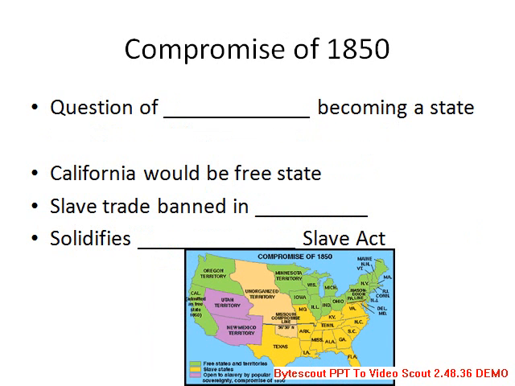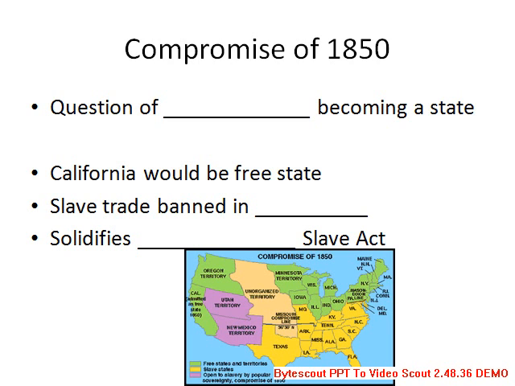Just a few years later, we have the Compromise of 1850, which also deals with California. California was very important at that time, mostly because of the gold rush, which we'll talk about in class, which starts in the late 1840s. And so California, before a lot of the other territories, wants to become a state, and they want to enter the Union as a free state.